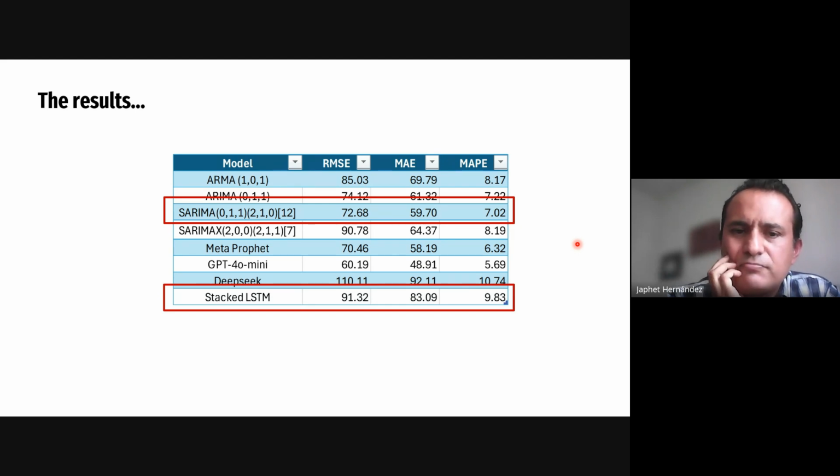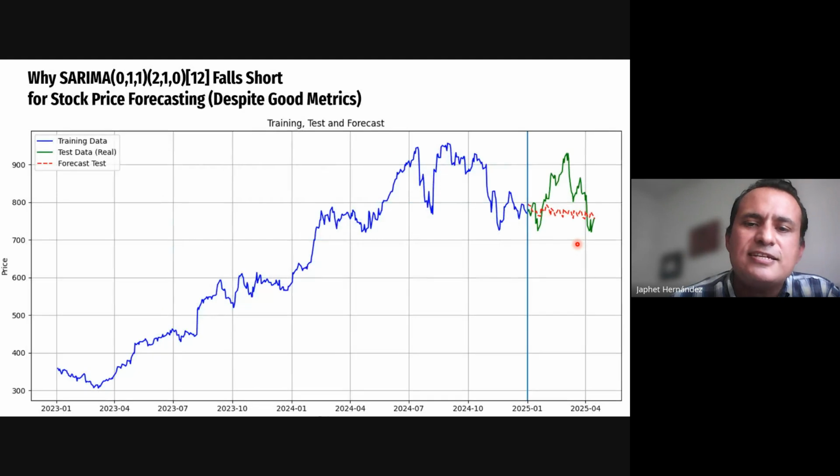And however, this is not the winning model. And this has to do with something that we said at the beginning. So why does SARIMA fall short for stock price forecasting?